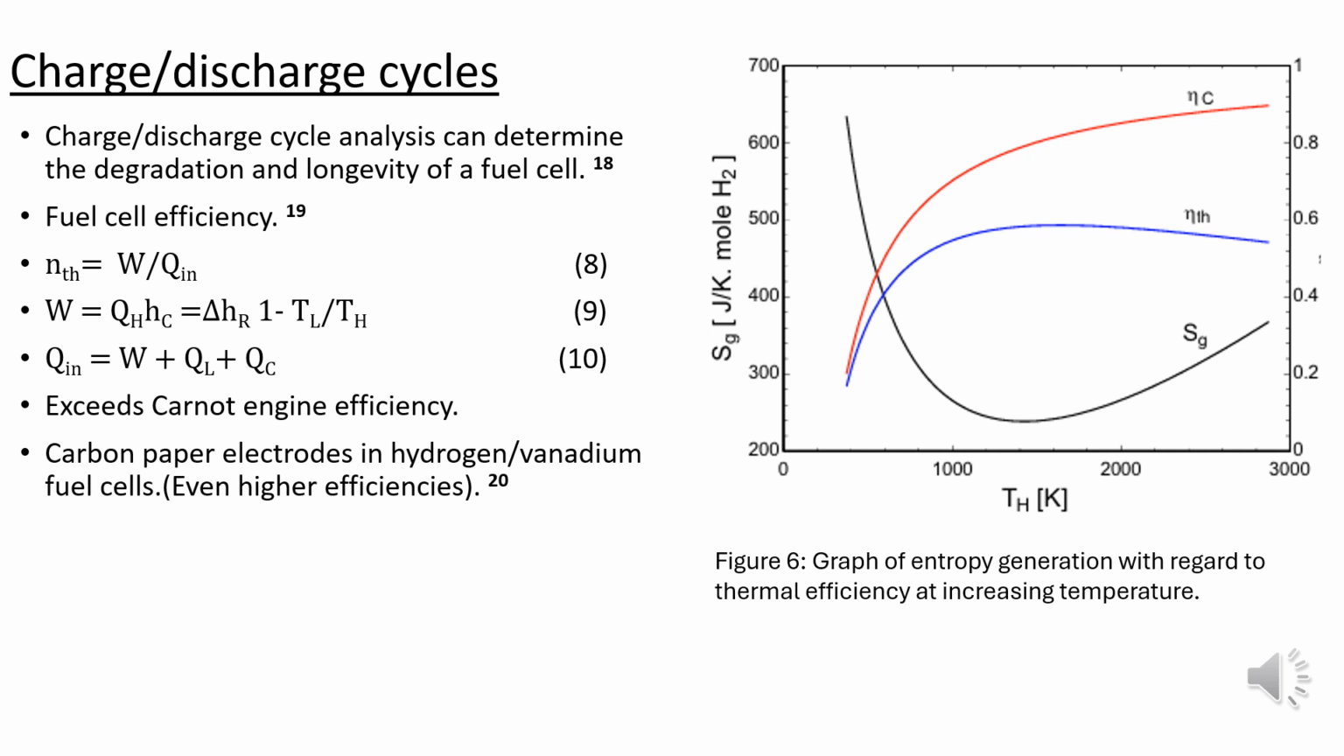its operational efficiency. The efficiency of a fuel cell may be determined by the work done by the system, equation 9, as well as by the heat taken in by the system and the waste heat, see equation 10. This efficiency has been shown to exceed that of traditional Carnot engine systems, and while still less efficient than electrical systems, say carbon paper electrode materials in hydrogen vanadium fuel cells may yet achieve even higher efficiencies.